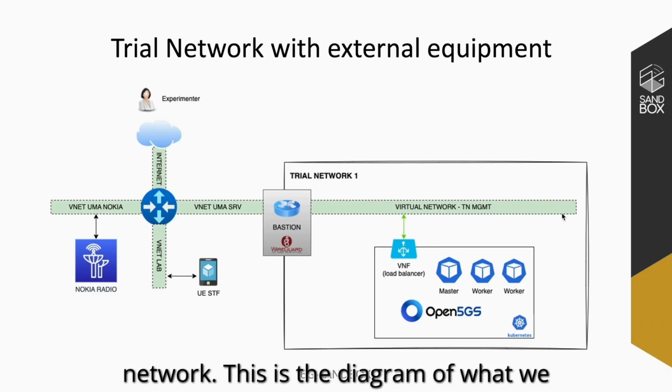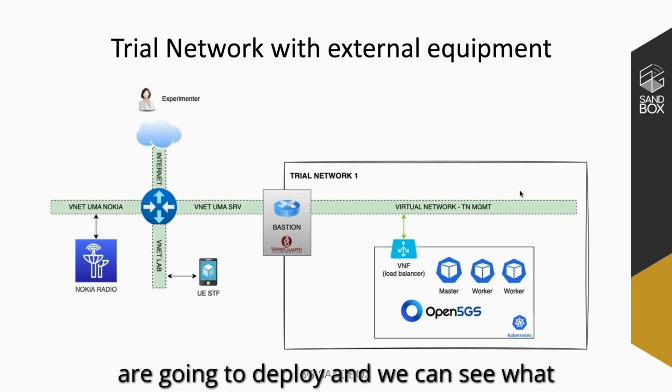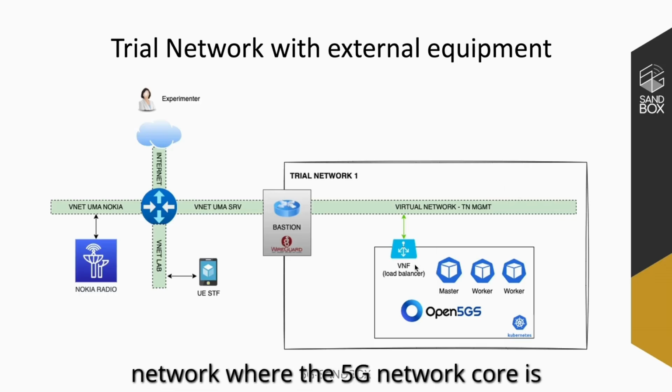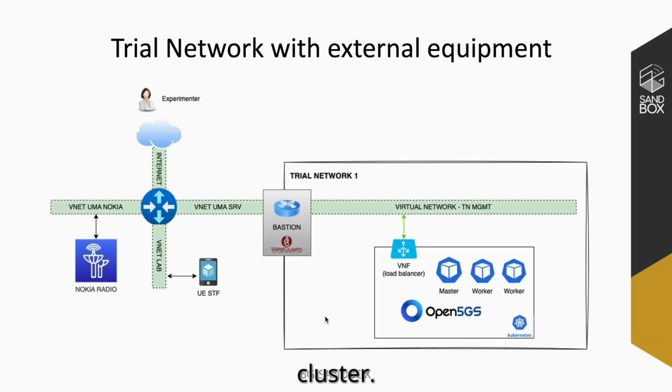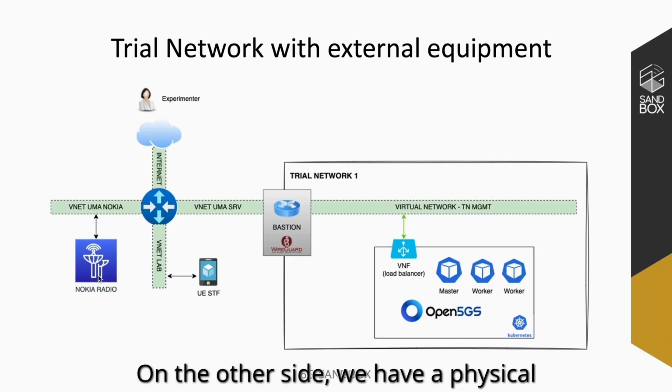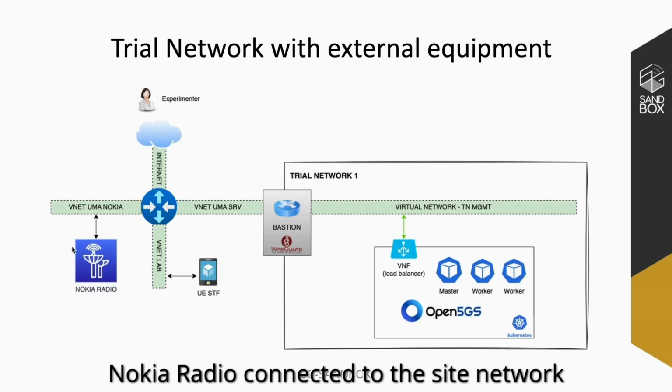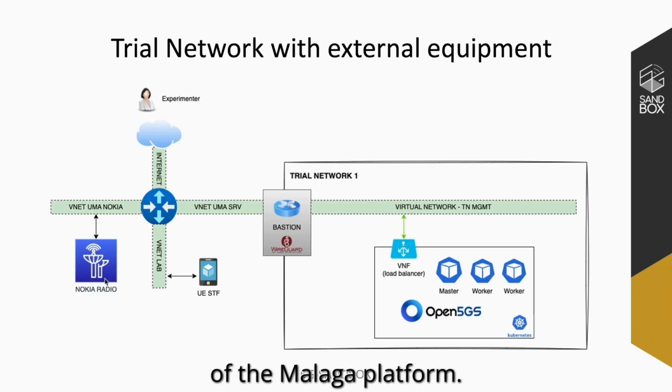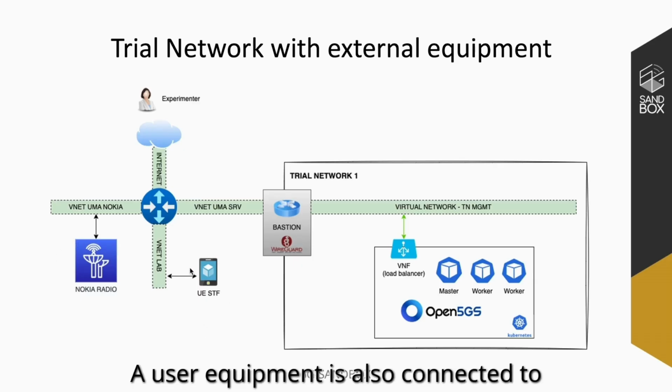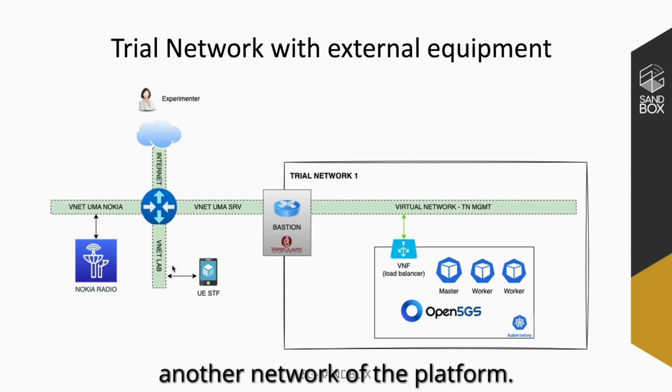This is the diagram of what we are going to deploy, and we can see the container of the trial network, where the 5G network core is going to be deployed in a Kubernetes cluster. On the other side, we have a physical Nokia radio connected to the site network of the Malaga platform. A user equipment is also connected to another network of the platform.